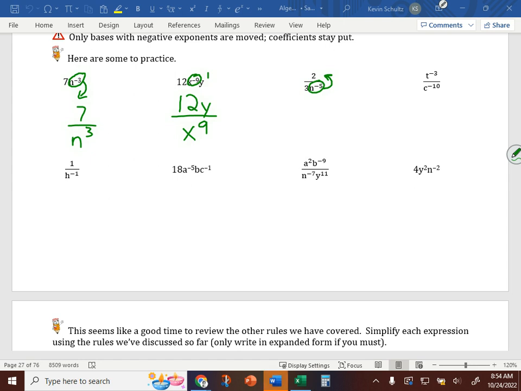The 2 is still in the numerator. The 3 is still in the denominator. But now that n, base of n, joins the 2 up top, and it's a positive fifth because we moved it.